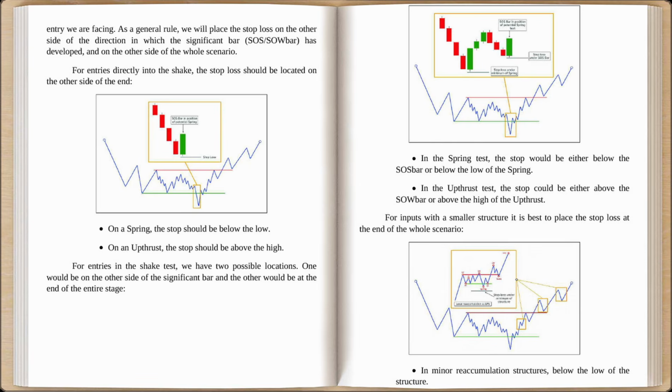For entries directly into the shake, the stop loss should be located on the other side of the end. On a spring, the stop should be below the low. On an upthrust, the stop should be above the high.